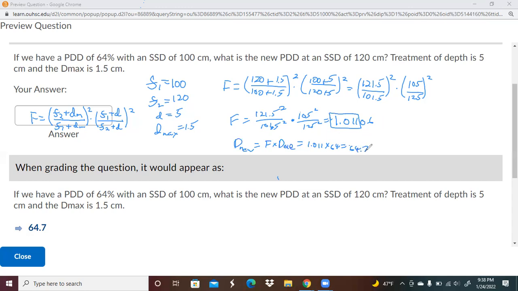The point of this is to show that as you move the SSD away from the source, your percent depth doses will increase. So we've gone from 64 here to 64.7. Had we moved from an SSD of 100 to say 80 or something like that, this would have decreased. So that's one of the main points here that I want you to see out of this particular problem set.